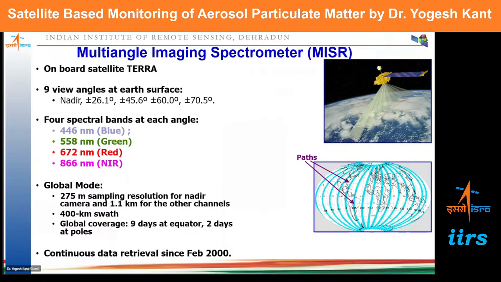MISR is the Multi-angle Imaging Spectroradiometer. It has 9 view angles, and it measures from different view angles. The more angles we have, the more it interacts with the atmosphere, and so there are more chances of determining or delineating the atmospheric properties or aerosol optical properties.